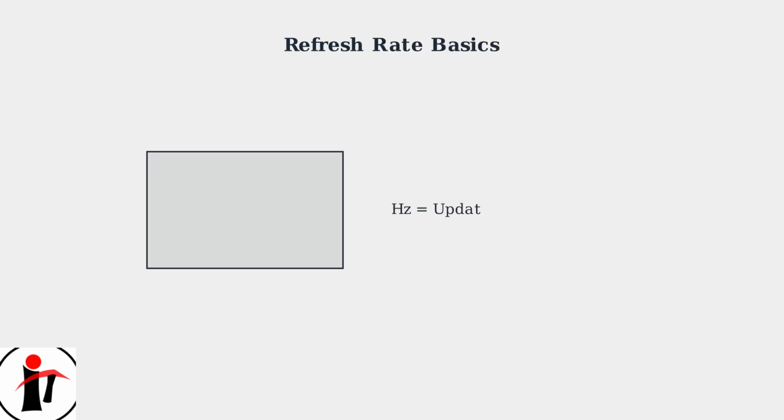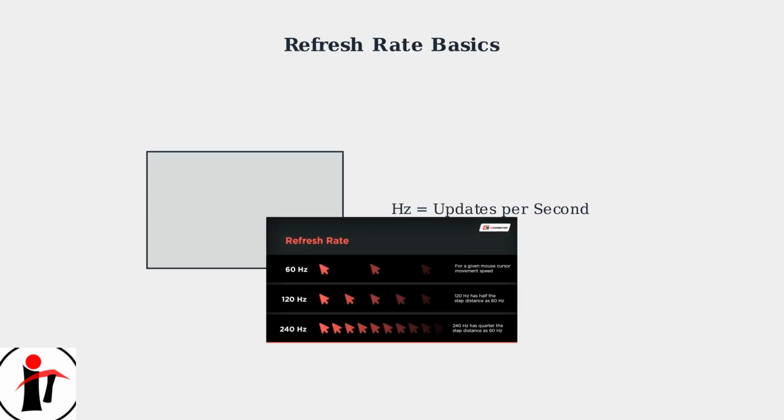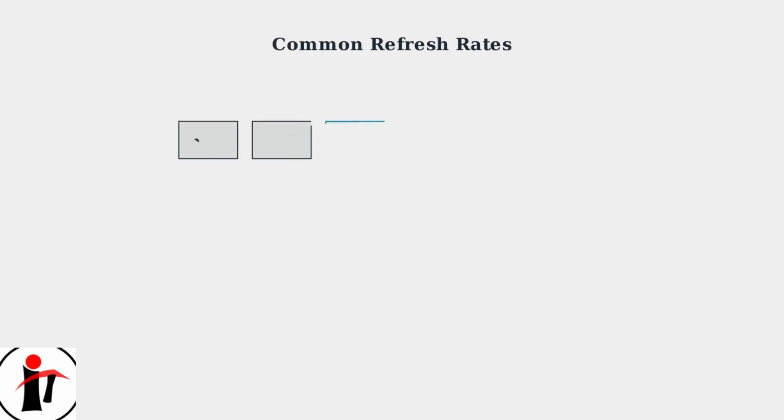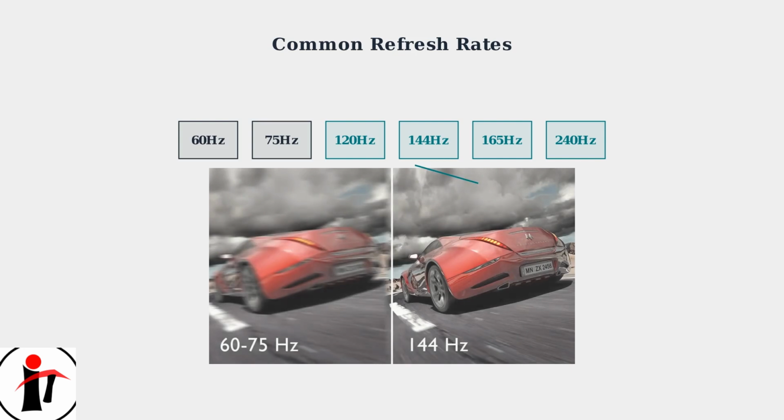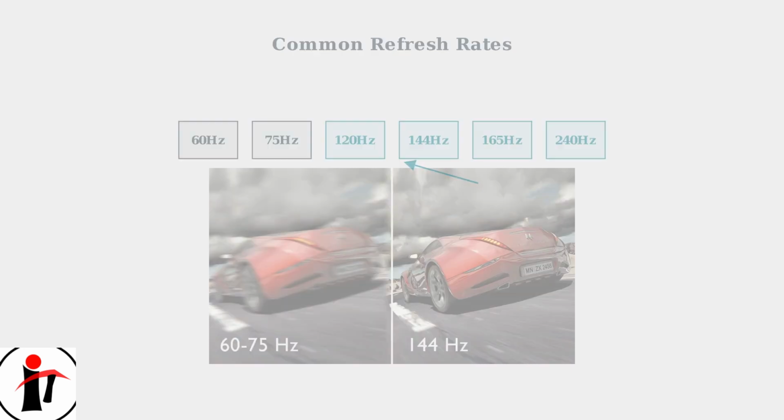Refresh rate, measured in hertz, indicates how many times per second your Sceptre monitor updates its display. Understanding this concept is essential for optimizing your monitor's performance. Common refresh rates include 60 Hz, 75 Hz, 120 Hz, 144 Hz, 165 Hz, and 240 Hz. Higher refresh rates provide smoother motion and reduced input lag, significantly enhancing gaming performance and overall visual experience.